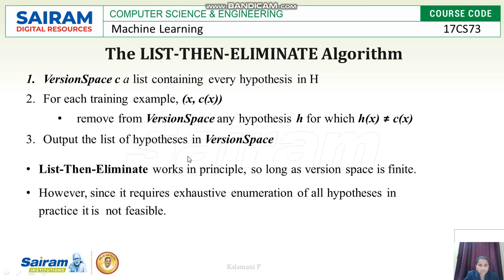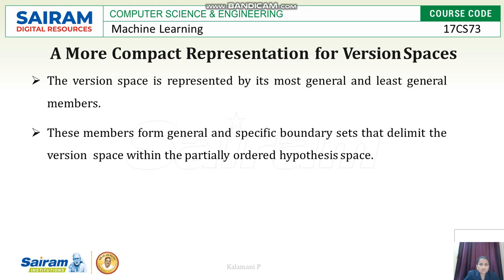The remaining space is taken for the next example. The more compact representation of the version space is given by its most general and least general members. These members form the general and specific boundary sets that delimit the version space within the partially ordered hypothesis space. First it is the complete hypothesis space, and after the elimination step it moves to the partially ordered hypothesis space.